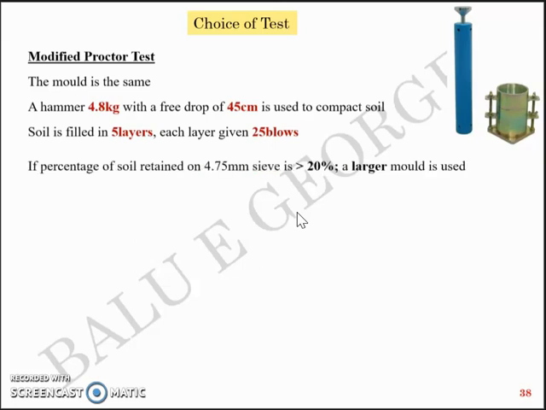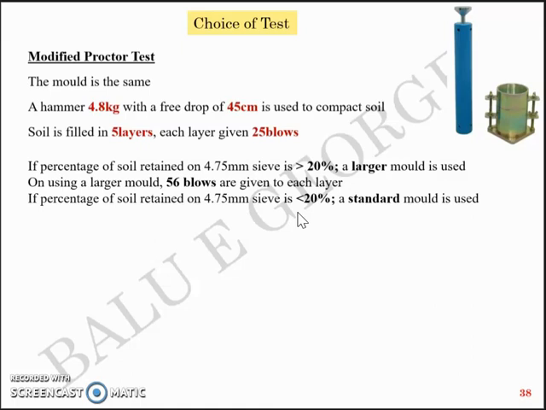If the percentage of soil retained on 4.75 millimeter sieve is greater than 20%, you use a larger mold. But when you use a larger mold, 56 blows are given to each layer. And if the percentage of soil retained on 4.75 mm sieve is less than 20%, you use the same standard mold, not the larger mold. And when you use the standard mold, you stick to 25 blows. So a larger mold is associated with a higher number of blows, and a standard mold is associated with a lower number of blows.